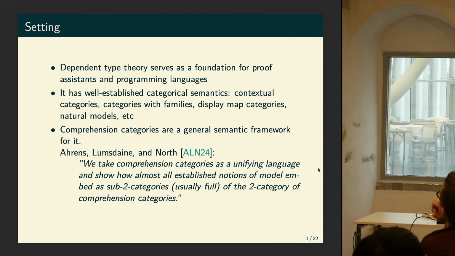To motivate this, here we have a quote from Ahrens and North, which says that almost all established notions of models can be seen as sub-2-categories of the 2-category of comprehension categories. We will see more about this a bit later.